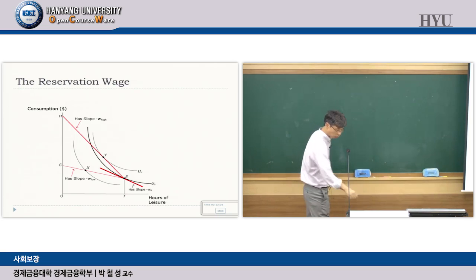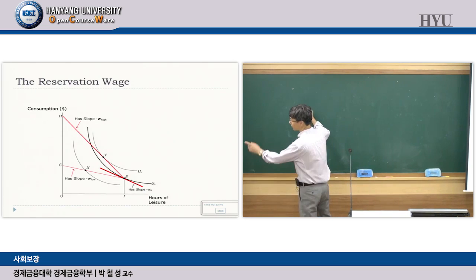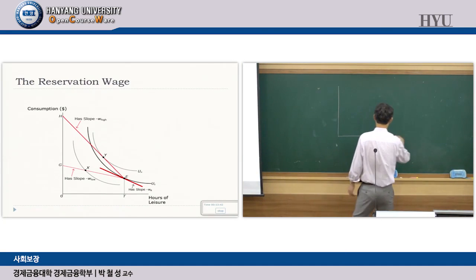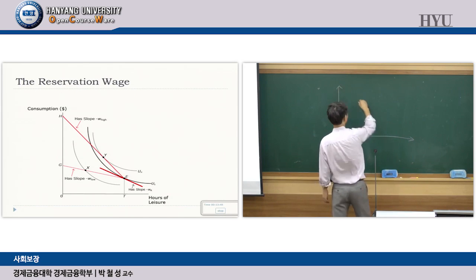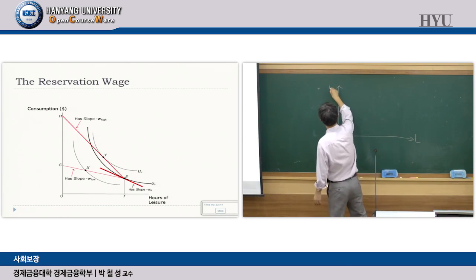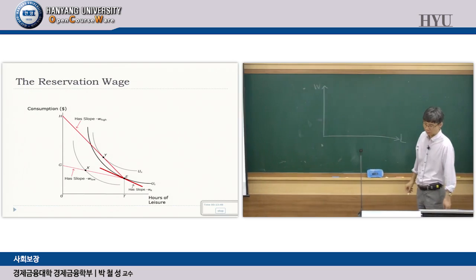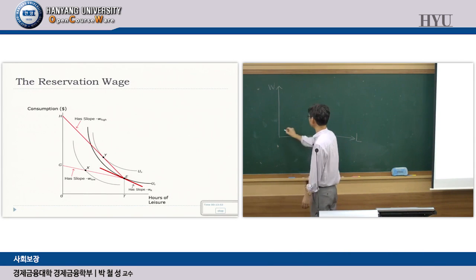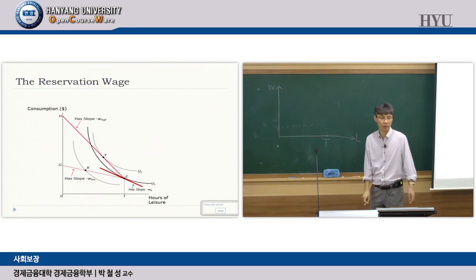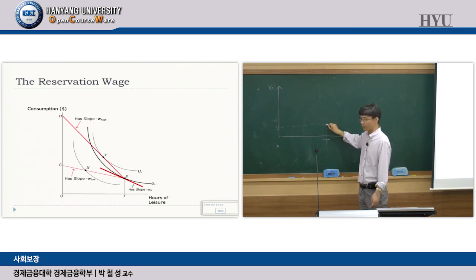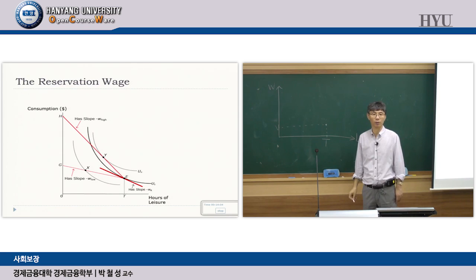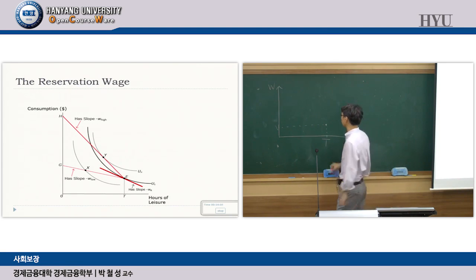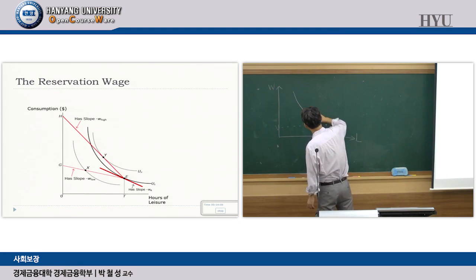So let me draw a diagram, basically the same diagram. So L and W, leisure and wage. Okay, then think of an individual who is not working. Okay, and that individual should be at this point if the individual is not working. Okay, so at this point, let's say think of an individual who has an indifference curve that looks like this.